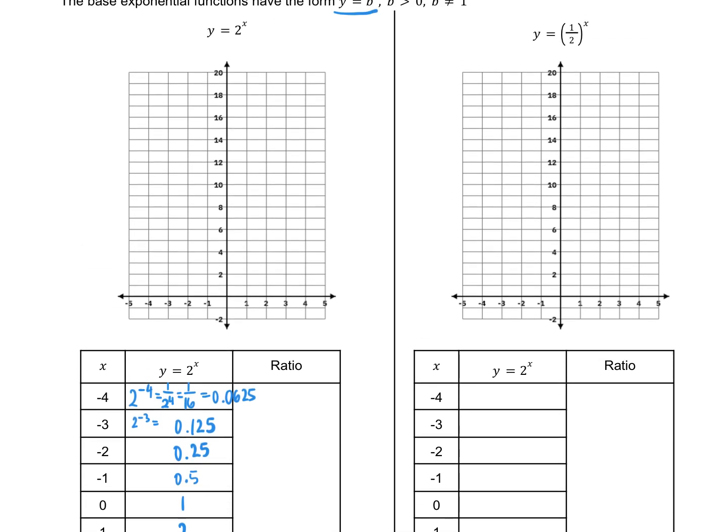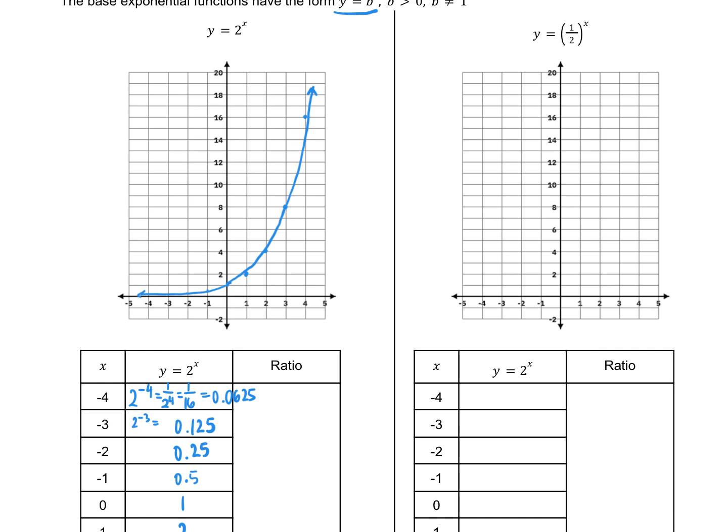So at negative 4, we're very close to 0. At negative 3, also very close. At negative 2, we're a quarter of the way. At negative 1, a half of the way. At 0, we're at 1. Then 1, 2; 2, 4; 3, 8; 4, 16. So we are growing at a pretty rapid rate on the right side. And here we are very close to that x-axis.